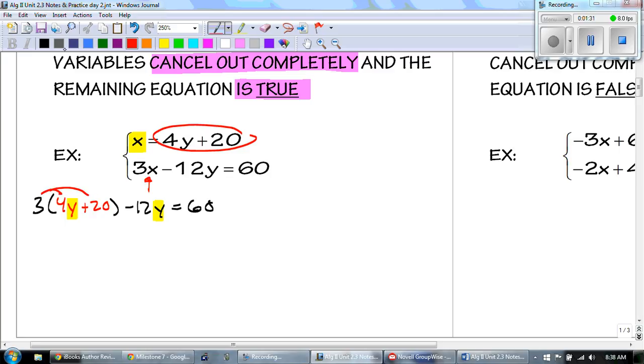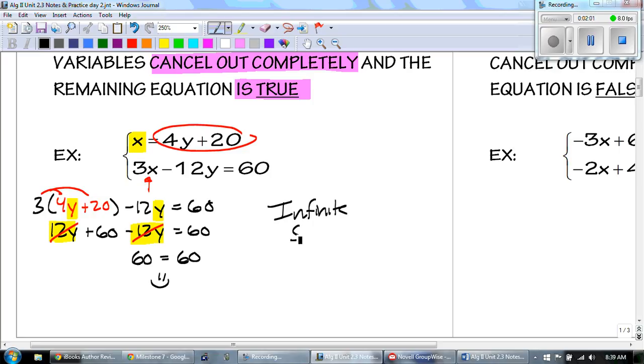I'm going to distribute the 3. 3 times 4 is 12y. 3 times 20 is 60. And the rest stays the same. I look to combine my like terms, and when I combine my like terms, they cancel out. And what I'm left with is 60 equals 60, which is a true statement. Okay, this is true, so that means my answer is infinite solutions. The variables canceled out completely, and the remaining equation is true.